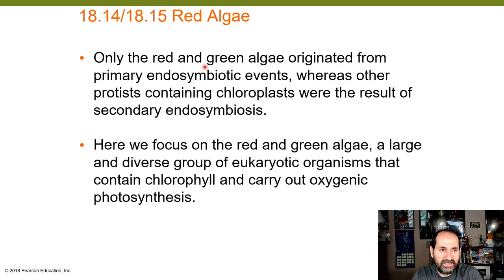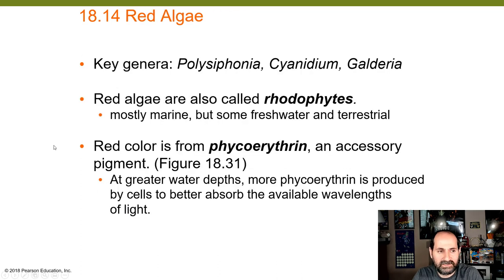Only the red and green algae originated from primary endosymbiotic events, whereas the other protists that have chloroplasts were the result of the secondary endosymbiotic event that we talked about at the beginning of the chapter. Here we focus on the red and green algae, a large and diverse group of eukaryotic organisms that contain chlorophyll and carry out oxygenic photosynthesis. They provide the oxygen that we breathe.